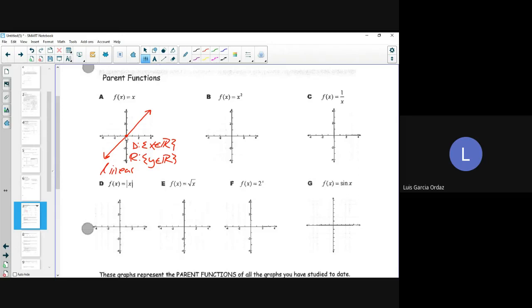So for B, we have f of x is equal to x squared. Okay. What type of graph is this? You guys remember? The quadratic, so it's a parabola. What's my domain for a parabola? x is an element of R. And what is my range in this case? Y is greater than or equal to 0. Yep, greater than or equal to 0.